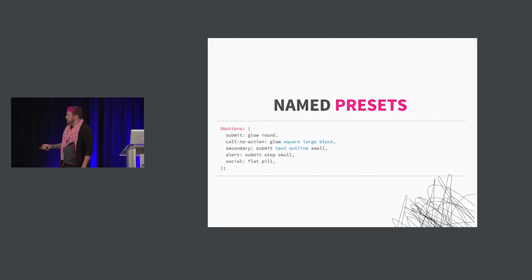And we can even reference within the map. So secondary can reference submit and just make a few changes to it. Alert also references submit and makes a few changes. So we can do one basic setting and then adjustments from there as we want little changes.